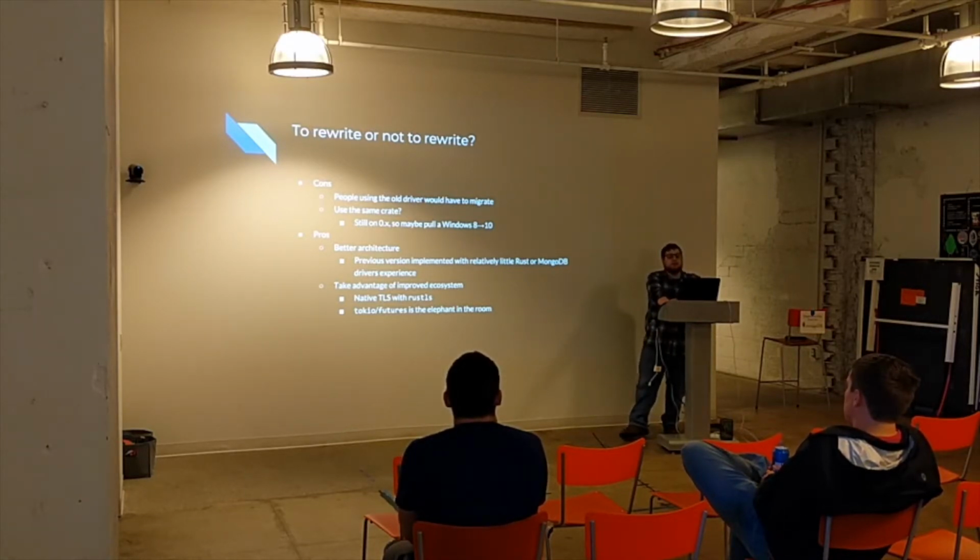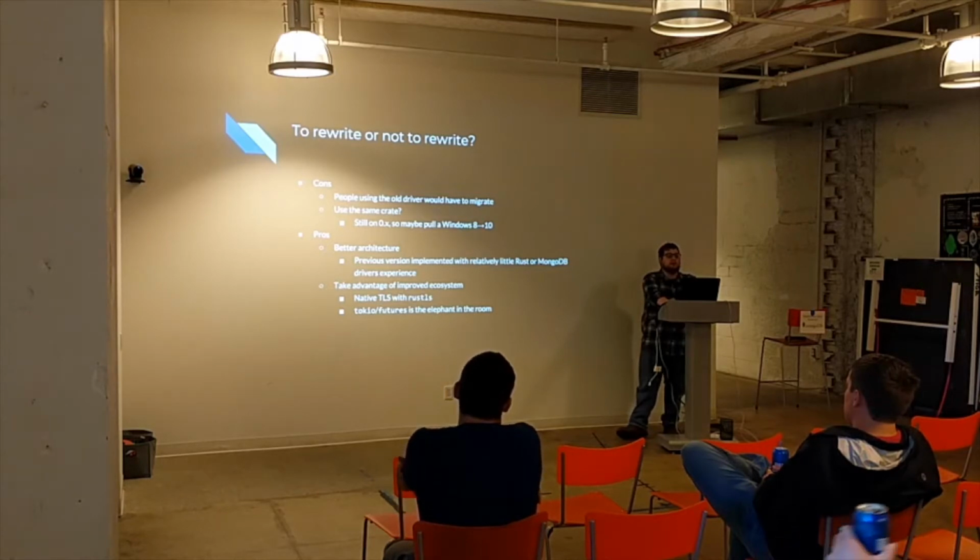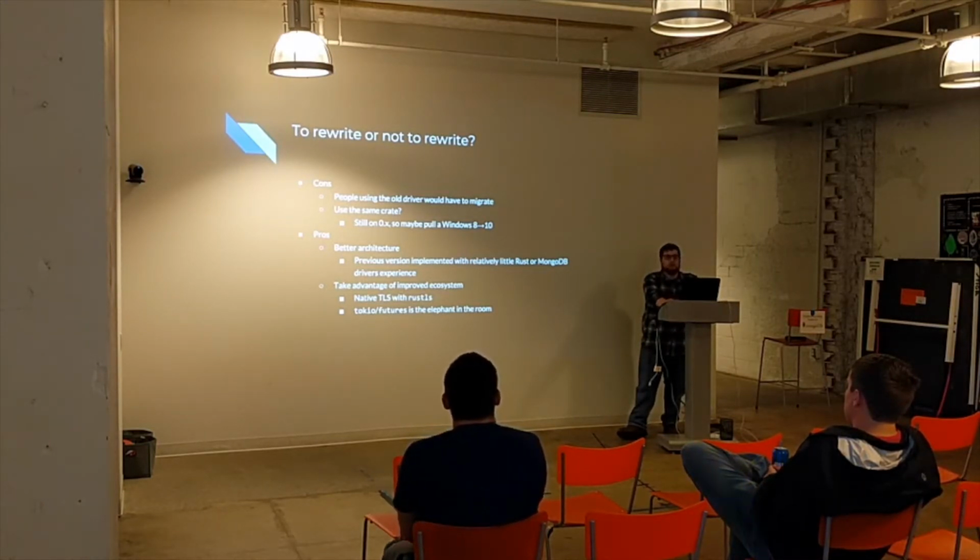The arguments in favor are just having a better architecture in general. When Kevin and I wrote this, we had not written a MongoDB driver before. We were just learning Rust because Rust wasn't even 1.0 two weeks before we started. So there's a lot of knowledge we've gained since then, and we could write it in a way that doesn't give 48 millisecond lags for Michael. We also can take advantage of some of the new stuff in the ecosystem.